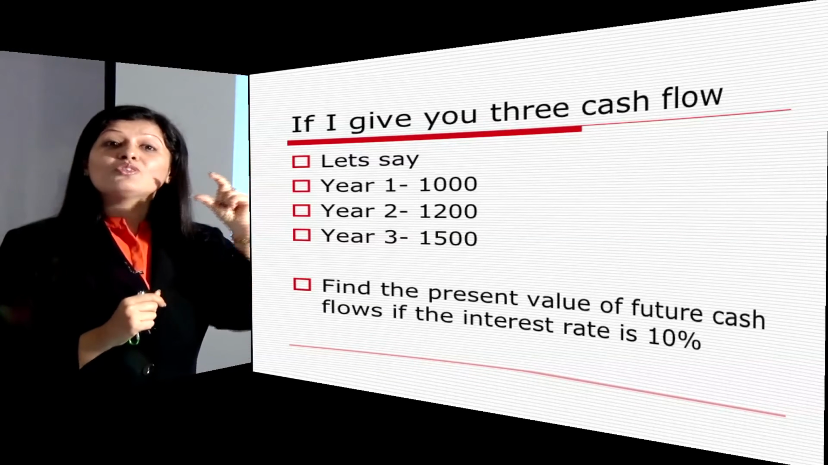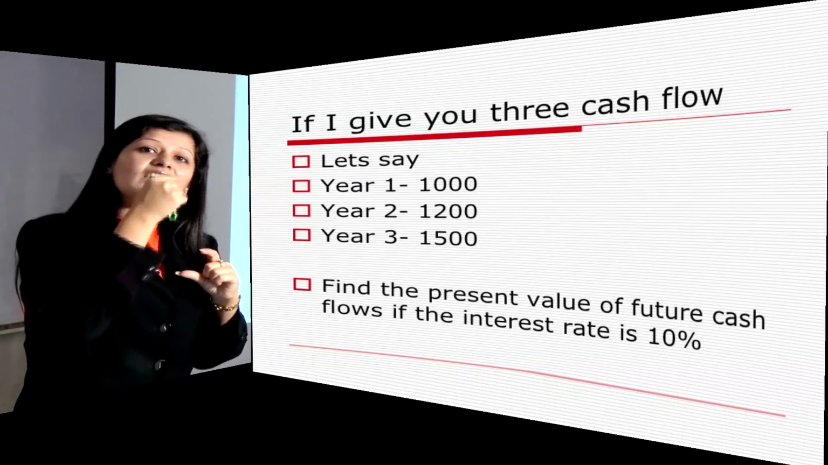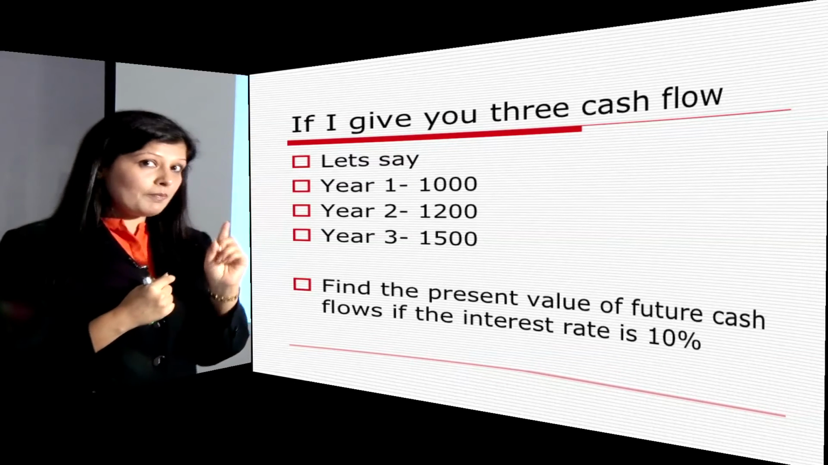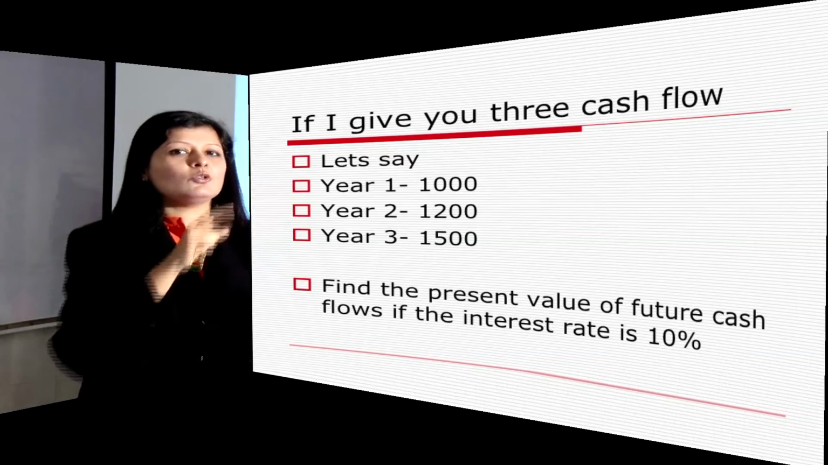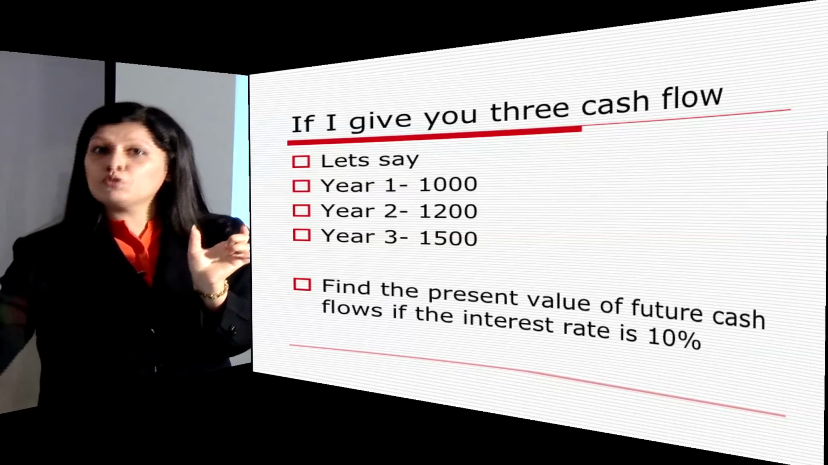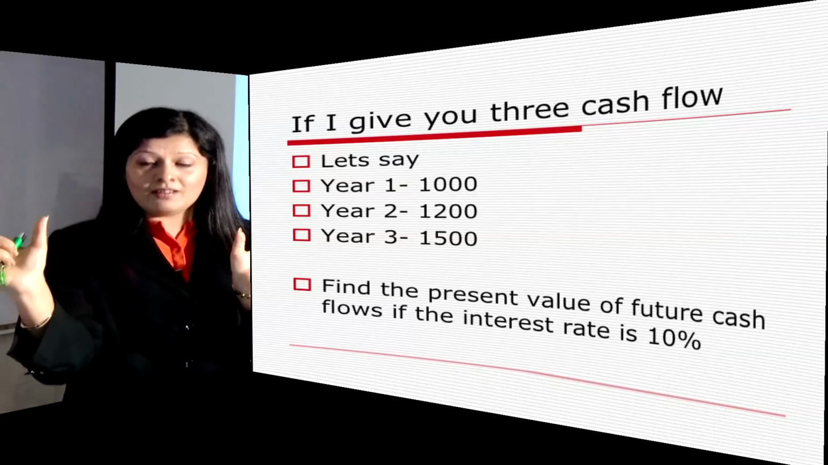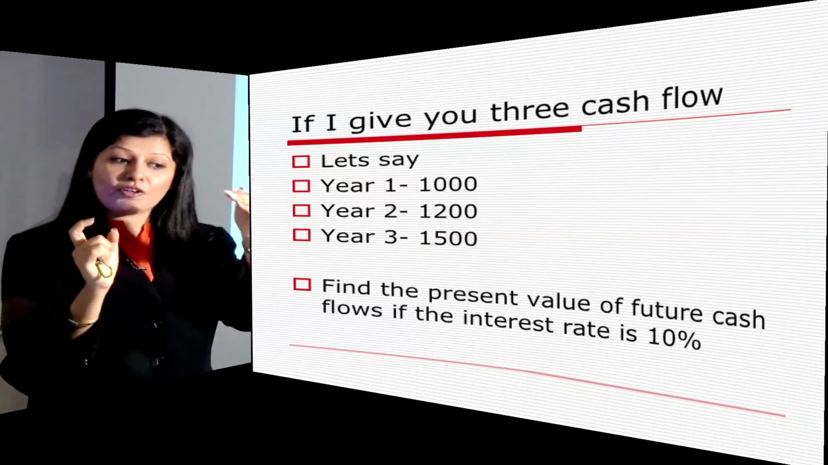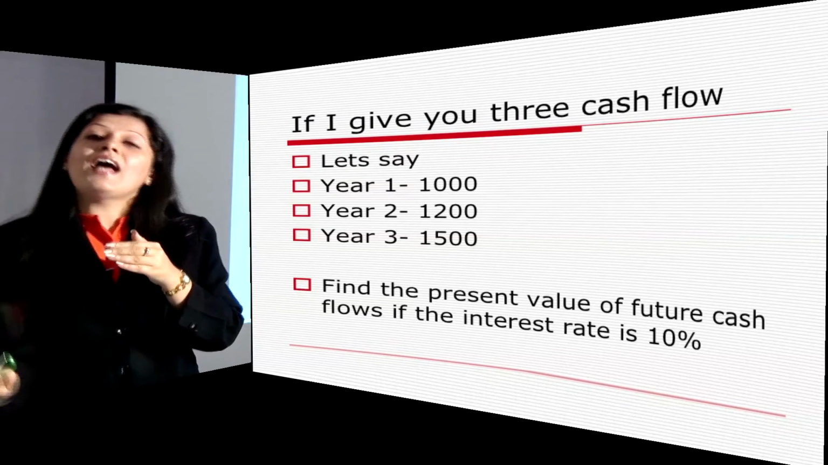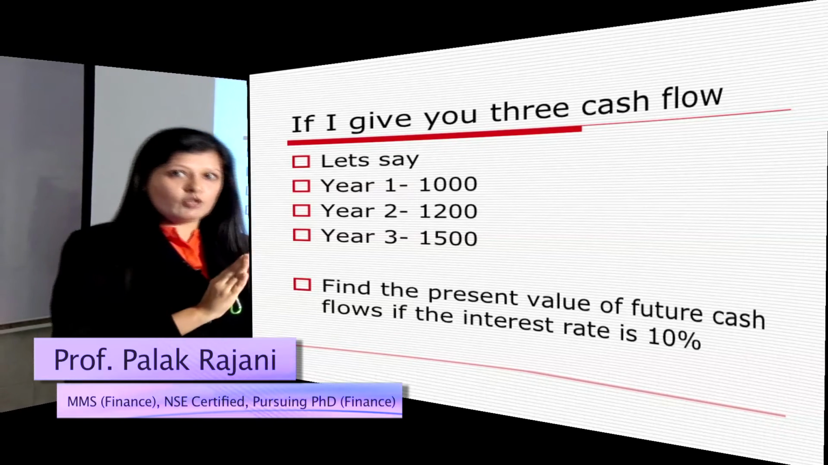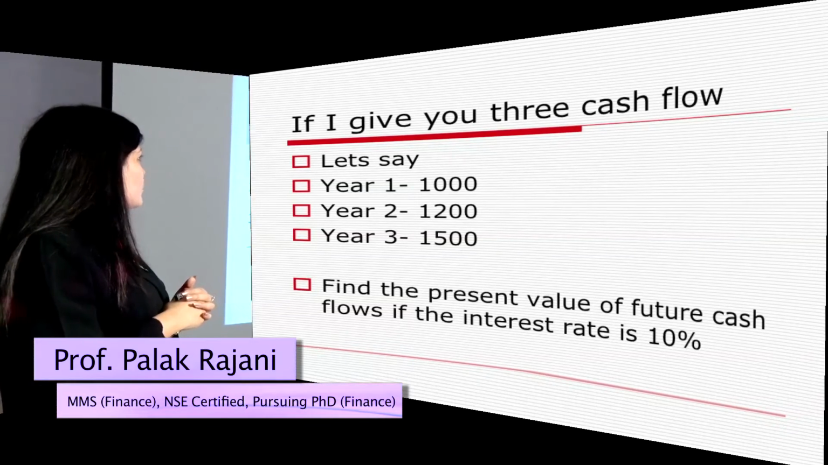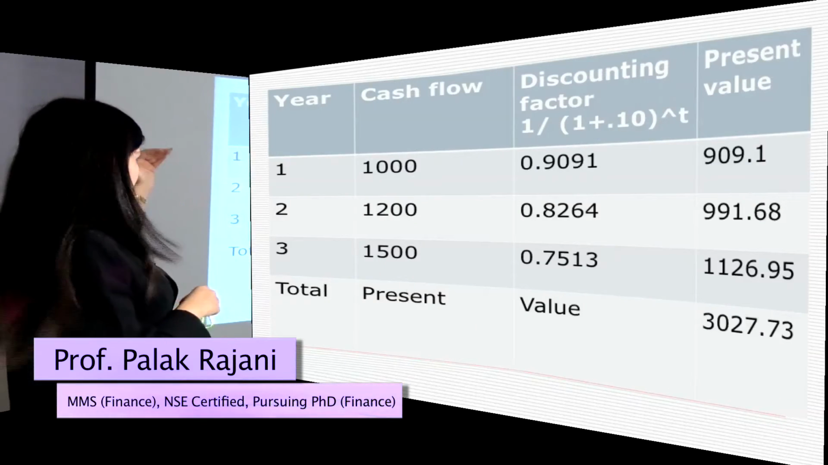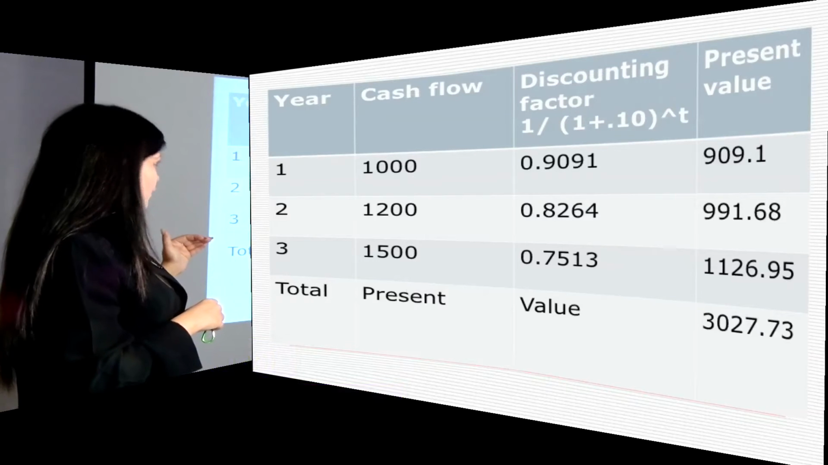Now, see, I am giving you 3 different cash flows in 3 different periods. In the previous example, I gave you 1000, you invested in the bank, you found the future value as 1331. But now I am giving you 3 different cash flows in the future and I want you to find the present value of it. So let's see how we can do it. So we have the cash flows 1000, 1200 and 1500.